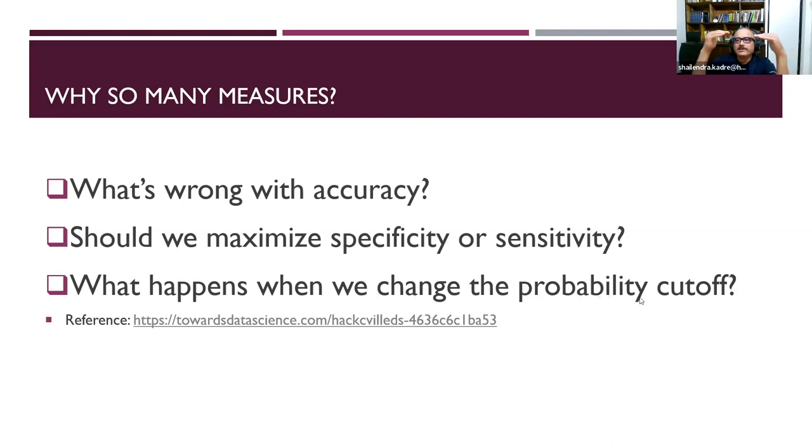So, if I change the probability cutoff from 0.5 to 0.3, what will happen? My positive class will increase, right? Because above probability 0.3, I am predicting positive. So my positive class will increase.